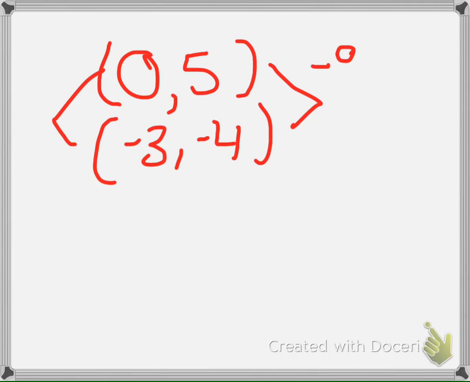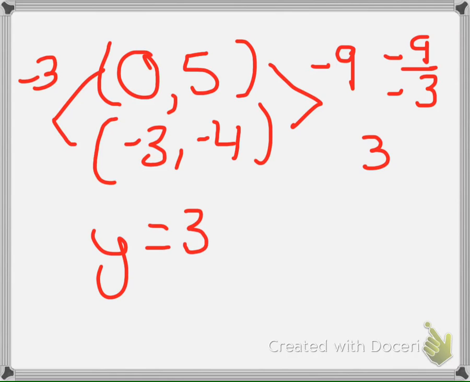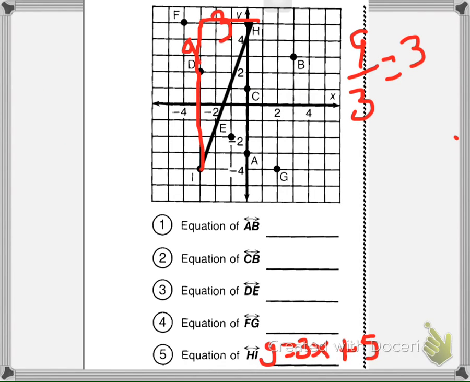Okay, -9, -3. Change in y divided by change in x. -9 divided by -3 happens to be 3. And good news on this last problem. Look, they showed us the y-intercept. Yay! Y equals 3x plus 5, which is what we got before.